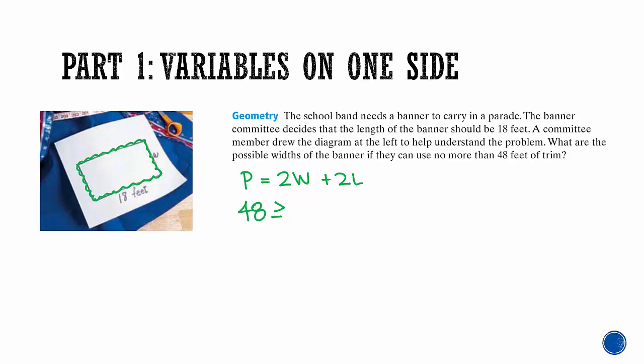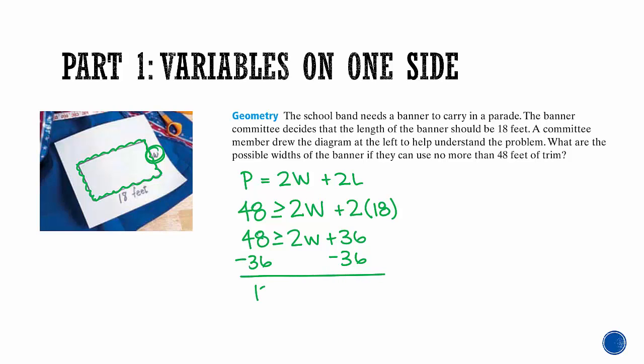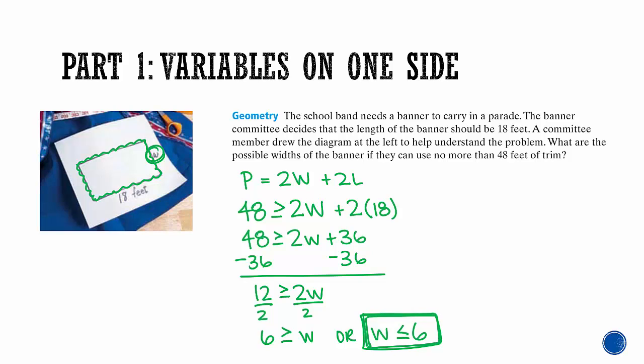So then plug in what we know. We don't know what W is. They gave us just a W there. But we know the length is going to be 18. So if we simplify this, 2 times W, 2 times 18 is going to end up giving us 36. And then we got to get W by itself. So we got to subtract 36 from both sides. So that leaves me with 12 is greater than or equal to 2W. And if you divide both sides by 2, you get that 6 is greater than or equal to W, which I would rewrite this way, that you need your width to be less than or equal to 6.